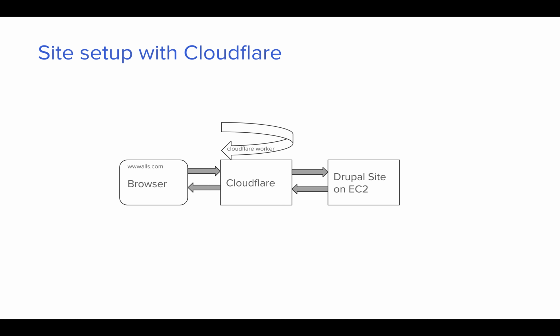I have set up a site for the demo. It's called www.alls.com. This is how my setup is. The user will type www.alls into their location bar. A request will go to Cloudflare, as I have a Cloudflare setup in between. Cloudflare will send the request to the actual Drupal site that's running on an EC2 instance, and the EC2 instance will give the response.